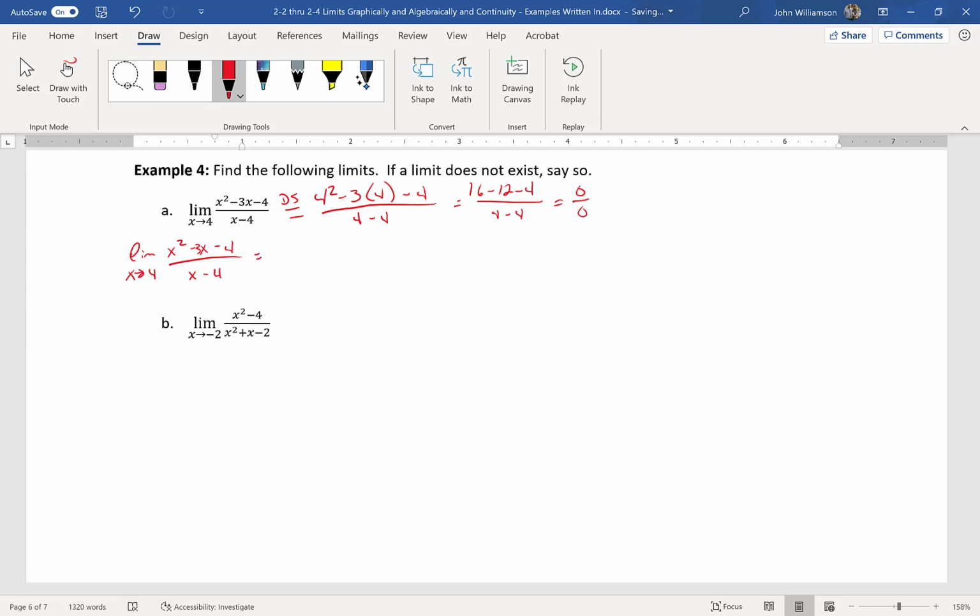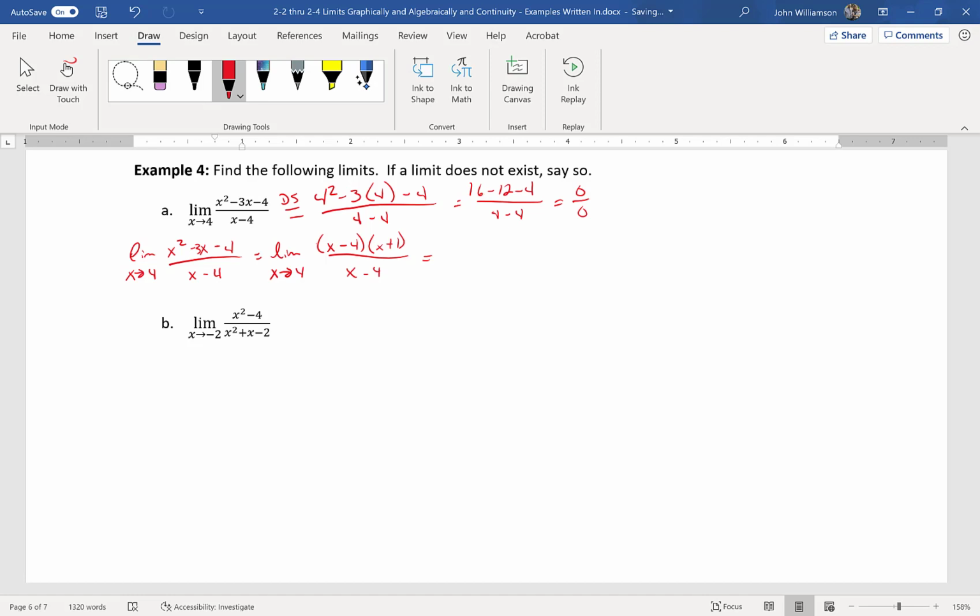Well, now we need a way to rewrite it. So if we think about it, okay, maybe we can factor. So this is still the limit. So notice I'm not saying these functions are equal. So limit as x is approaching 4 of x minus 4 times x plus 1 all over x minus 4. And now, okay, I have a common factor of x minus 4 in the numerator and denominator I can cancel out. But it's important to remember, we're not setting the functions equal to each other, just the limits.